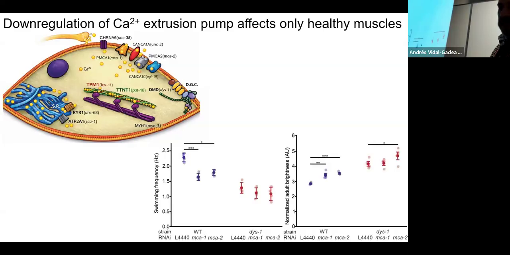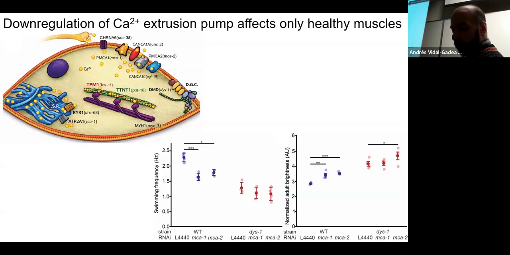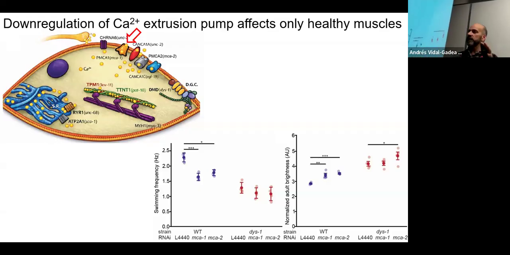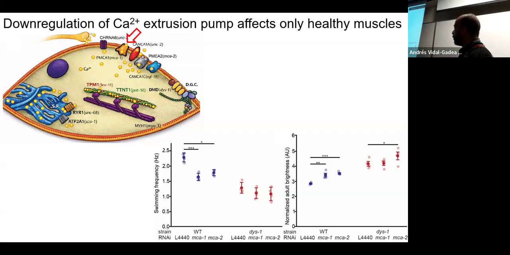But the moneymaker, or the one that really was interesting, was this particular calcium pump, PMC1 in worms, or PMCA in humans. And what we saw there was that this is a pump that is constantly pumping calcium out of the cell. It's kind of like a sump pump in your basement. As long as there is water in there, it just kind of pumps out, right? And so what we saw here is that when we silenced that pump in dystrophic animals, there was no change. But when we silenced it in wild-type animals, in healthy animals, there was a significant increase, right?